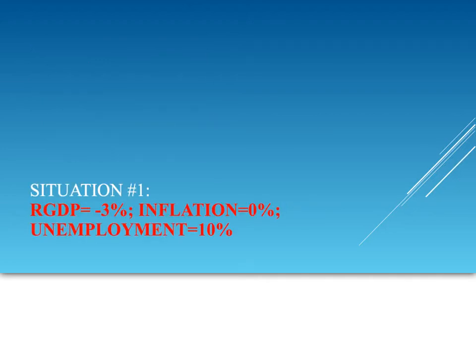Here's situation 1. What I want you to do with this slide is graph in your notes. So situation 1 says real GDP is negative 3%, inflation is 0%, unemployment is 10%. So you have to identify what phase in the business cycle we're in and then draw the graph. So go ahead and hit pause now, and then I will put the answer up on the screen.